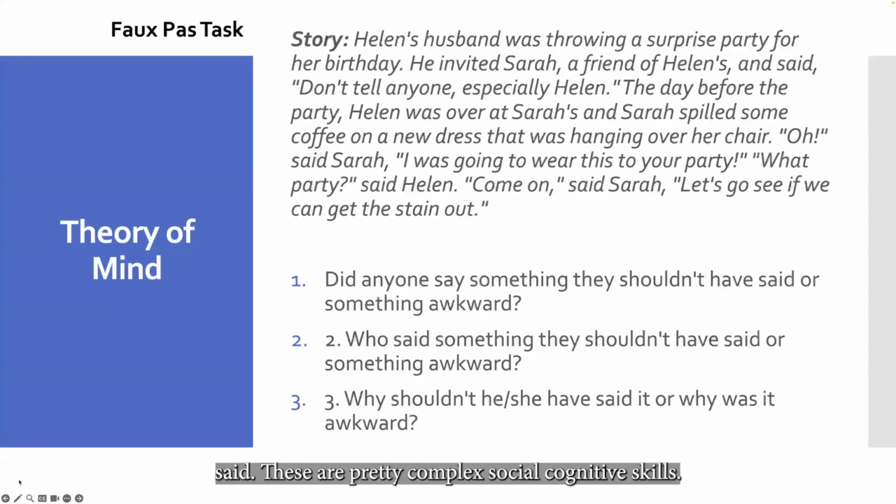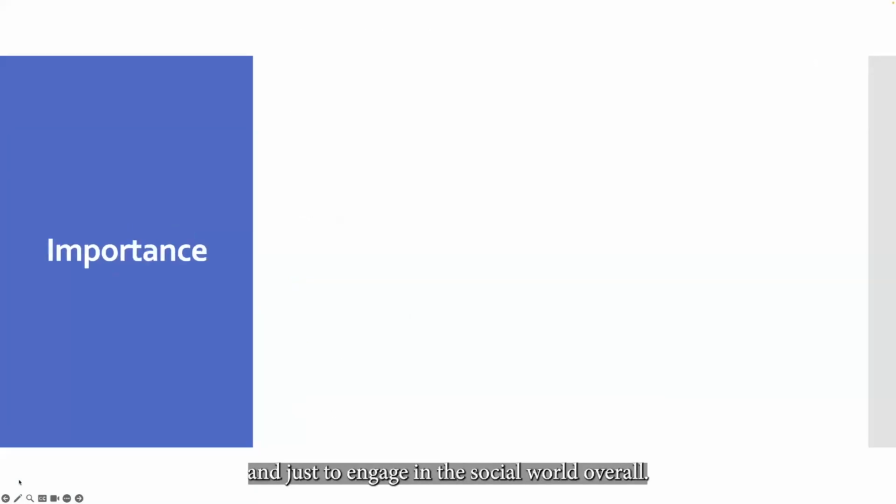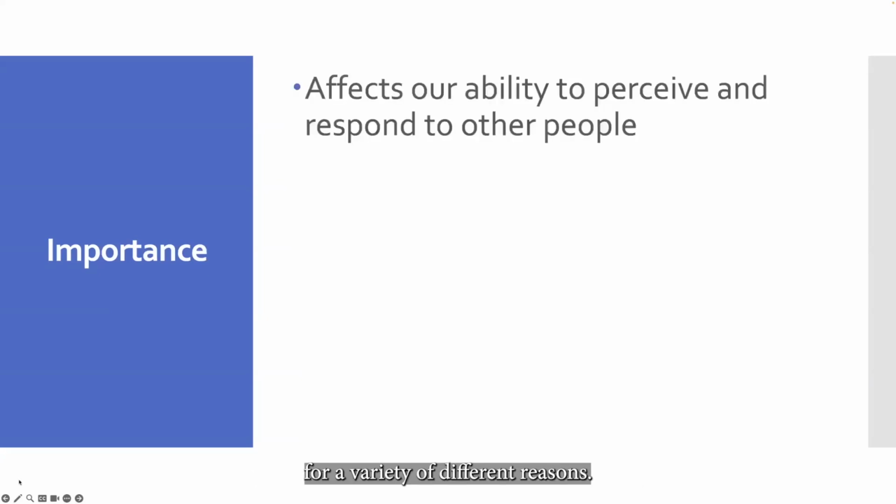These are pretty complex social cognitive skills, and you can imagine how these social cognitive skills would be really important for the development of relationships and just to engage in the social world overall. So those are just a couple of social cognitive skills that we see. Overall, social cognition is really important for a variety of different reasons.